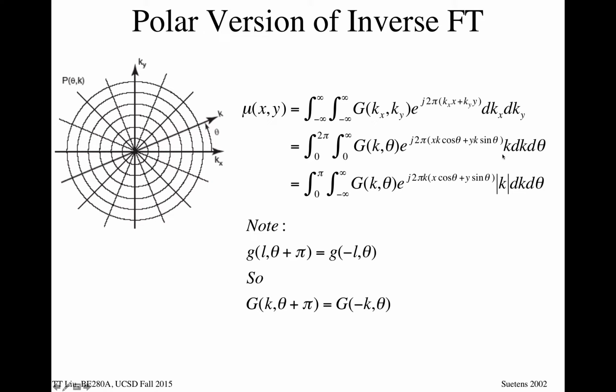This is the essential insight to how we're going to change our back projection algorithm to make it work. It's the fact that there's this k weighting here. So basically, instead of 0 to 2 pi, we're going to do this 0 to pi and put an absolute value of k.